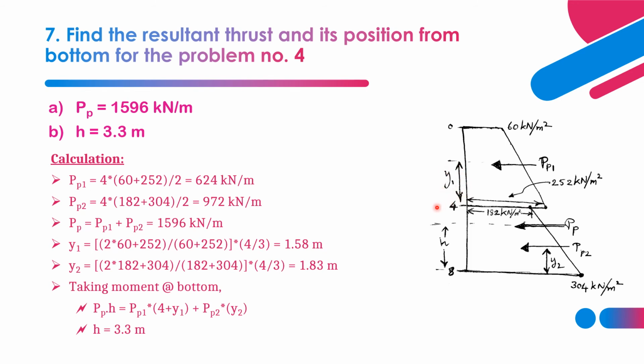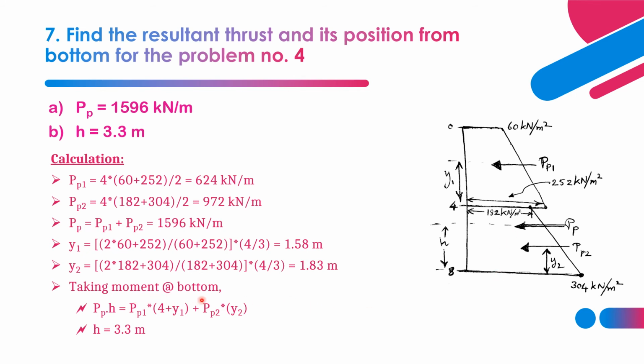This y1 is measured from the bottom of strata 1. Similarly, we can find the y2 value, that is the centroidal distance of the second layer from the bottom of that layer. That is 2 into the top width, here 182, plus 304, the bottom width, divided by the summation, 182 plus 304, into 4 by 3. So 1.83 meter is the centroidal distance of the second trapezium, or the second earth pressure variation.